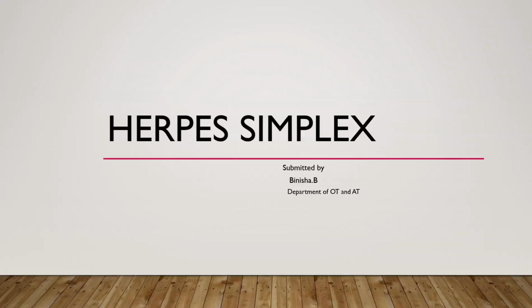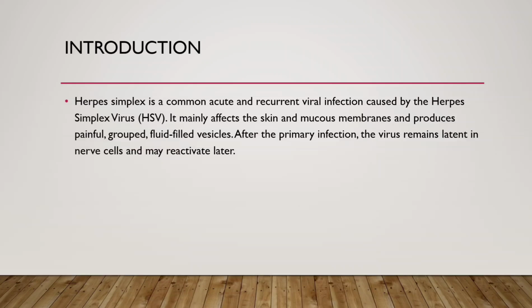Hi everyone. Now we are going to discuss herpes simplex. Introduction. Herpes simplex is a common, acute and recurrent viral infection caused by the herpes simplex virus, which is also known as HSV. It mainly affects the skin and the mucous membrane and produces painful, fluid-filled vesicles. After the primary infection, the virus remains latent in nerve cells and may reactivate later.